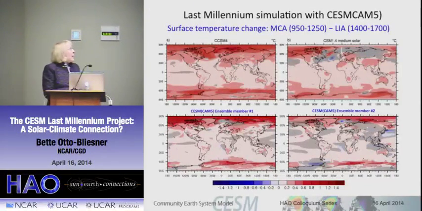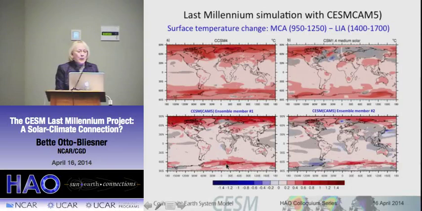So on the bottom here are the results from our first two ensemble members, where we include all the forcing. I've repeated on the top CCSM4 and CCSM 1.4. What you can see is some similarities in terms of the magnitude of the warming, but also some differences. In the newer model, we don't get as much warming over Antarctica as we did in earlier versions of the model.